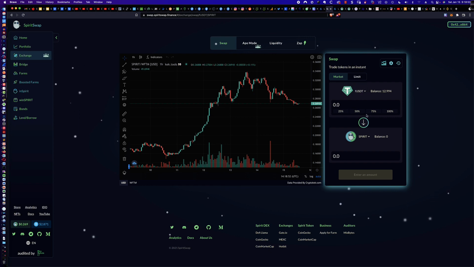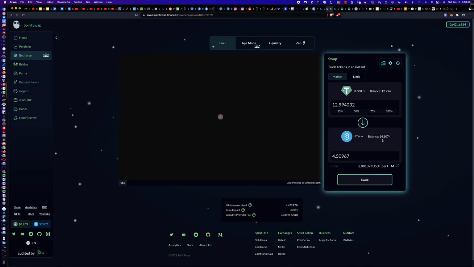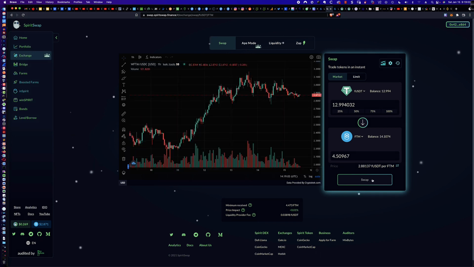So I take the 12.99. We're going to take all of it. I'm going to swap to FTM. You can see that's my current balance of FTM. And let's go ahead and swap out here. And I think I did 100%. Yeah, let's go ahead and swap out.